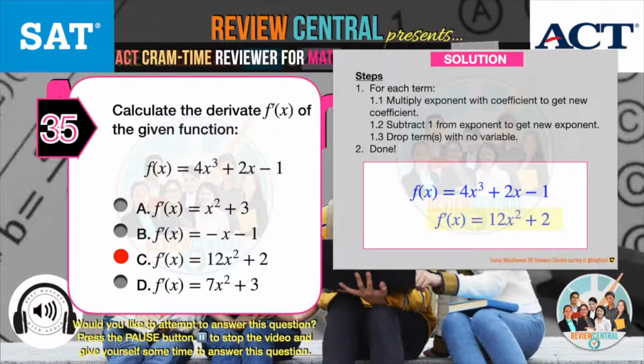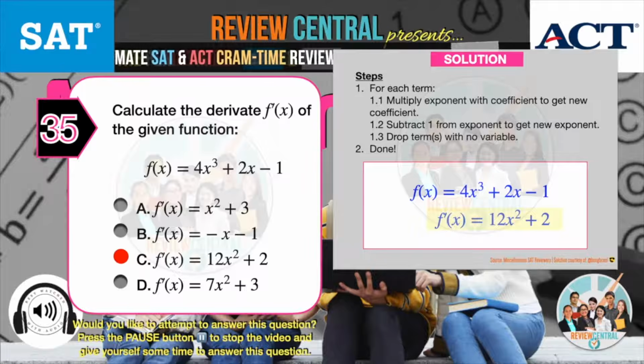Now to actually solve our given problem. Our function is given as f of x equals 4x cubed plus 2x minus 1. To get its first derivative, for the first term, 4x cubed, we get the exponent 3, multiply it with a coefficient 4, and get 12. We write 12 as the new coefficient of the term, followed by x. We then subtract 1 from the exponent, so 3 minus 1 equals 2. Our new first term should now be 12x squared.